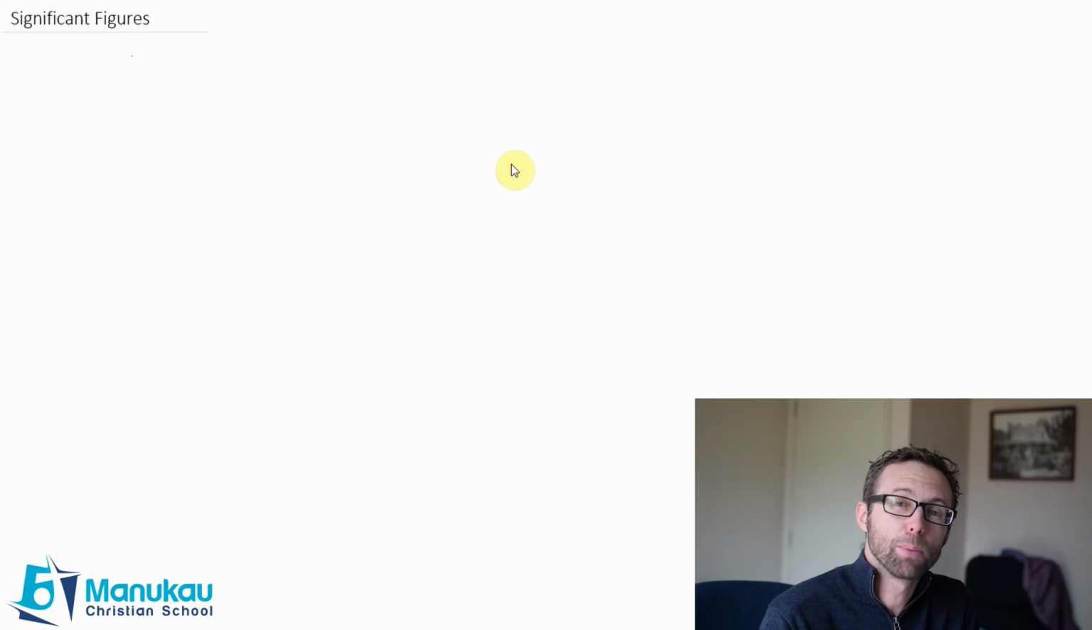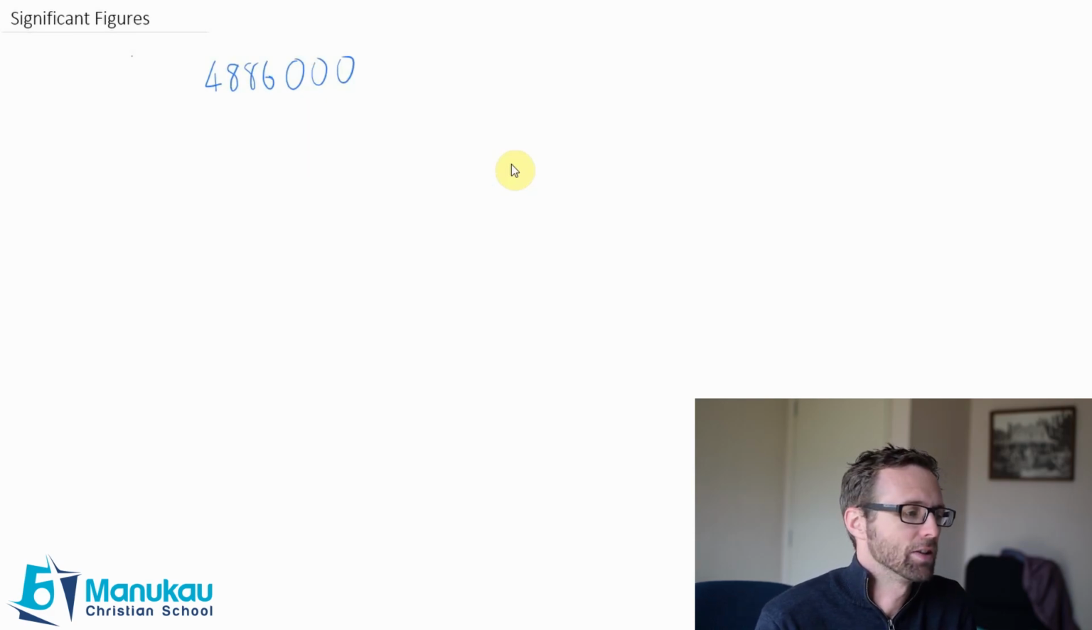I'll write down: the New Zealand population in 2018 was 4,886,000. Which digit in this is the most significant? Well, it's clearly not this one here. Even if it was a 9 or something like that, that's a very small value.